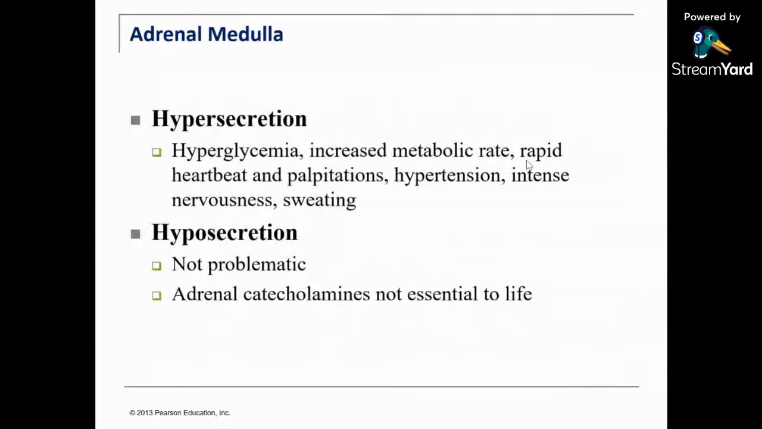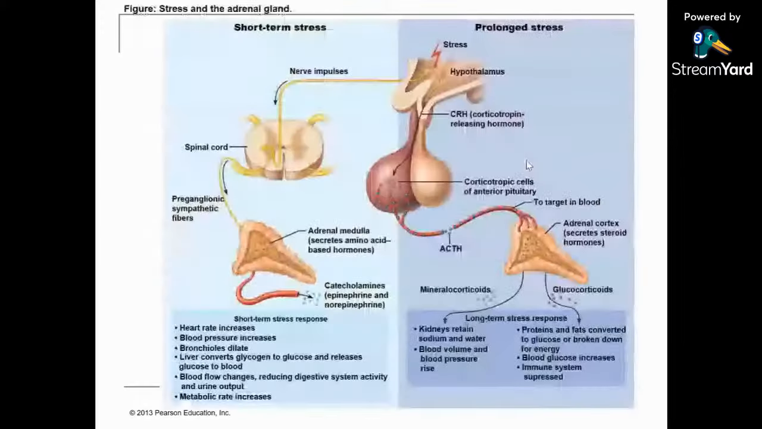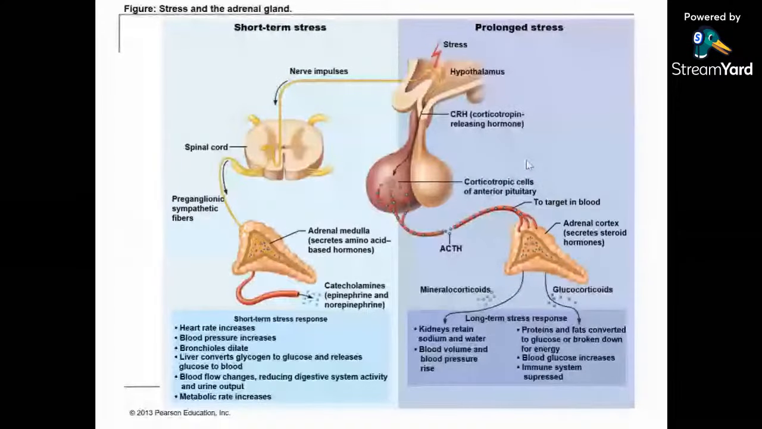Adrenal medulla, due to the hypersecretion, it raises hyperglycemia, increased metabolic rate, rapid heartbeat and palpitation, hypertension, intense nervous system, sweating. Hyposecretion is not so problematic, but adrenal catecholamine is not essential in life. The diagram showing the role of adrenal gland during the prolonged stress condition and short-term stress condition.